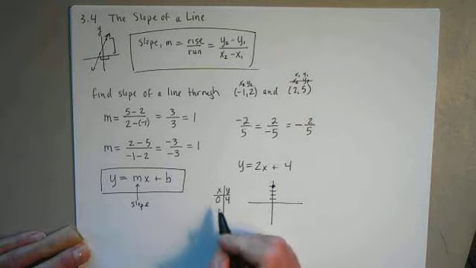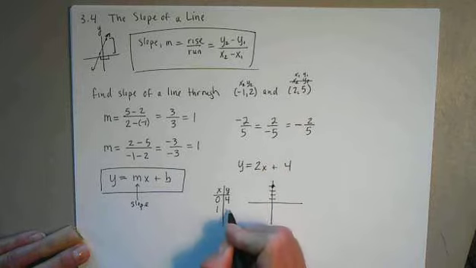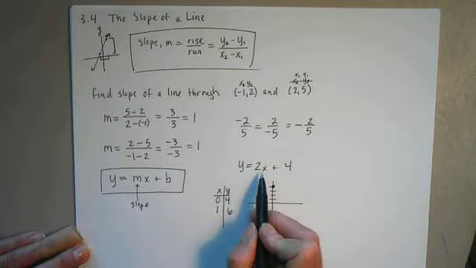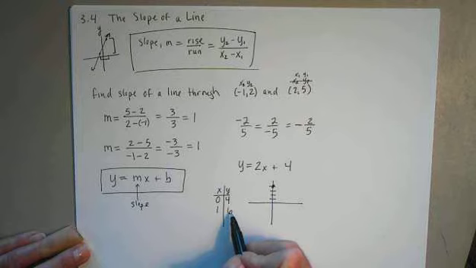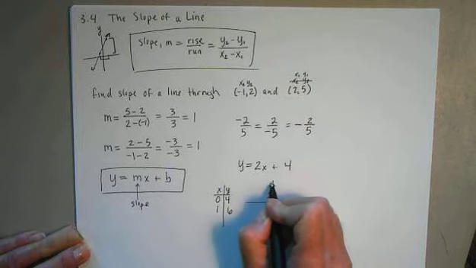Then let's put in 1. If I put in 1 right here, 2 times 1 is 2, 2 plus 4 is 6. And if you need to, write that out. Plug 1 in and write it out and see that you get 6. So over 1, up 1, 2, 3, 4, 5, 6.